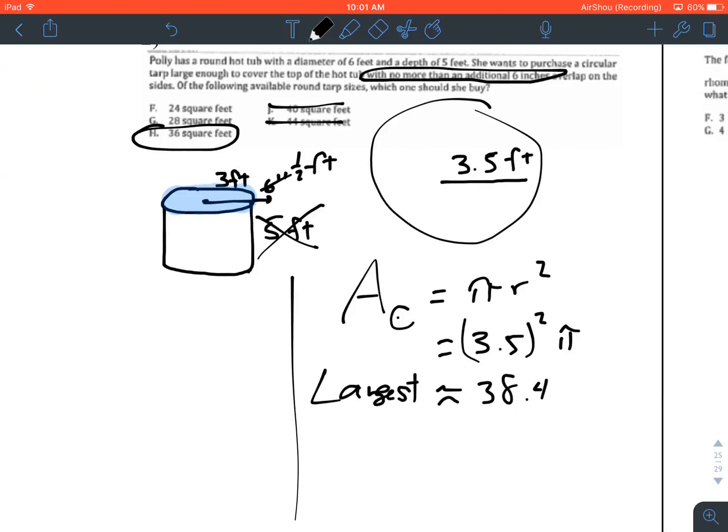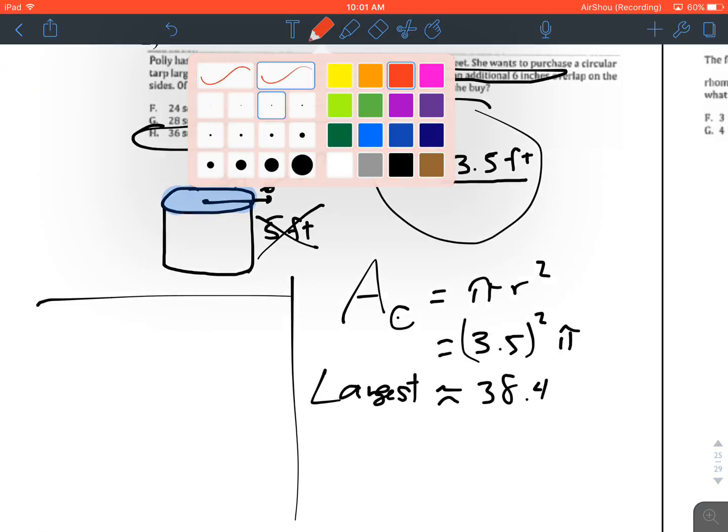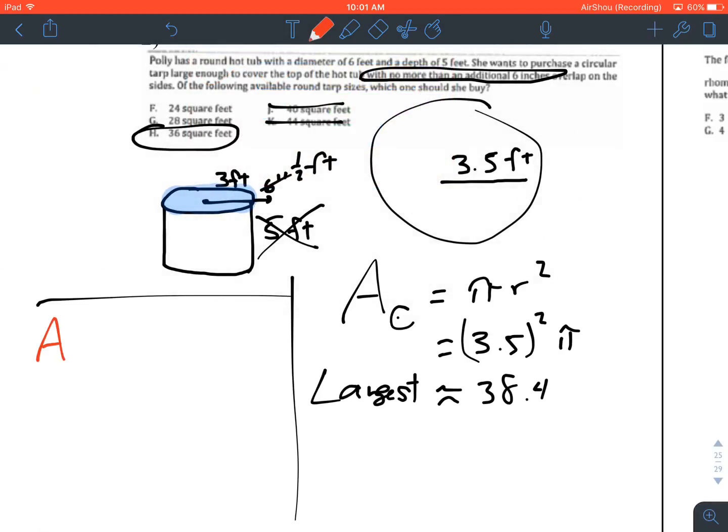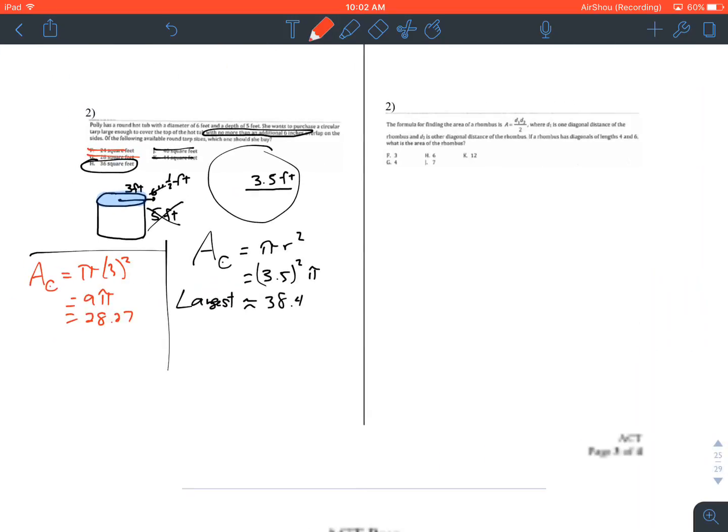Another way to look at this problem may be a little less complicated. If we just take the original size of the circle, it's pi times 3 squared, which is 9 pi. 9 times pi is 28.27. So that means that's the smallest she would want it, which eliminates those. So really, there's only one choice no matter how you look at this problem.